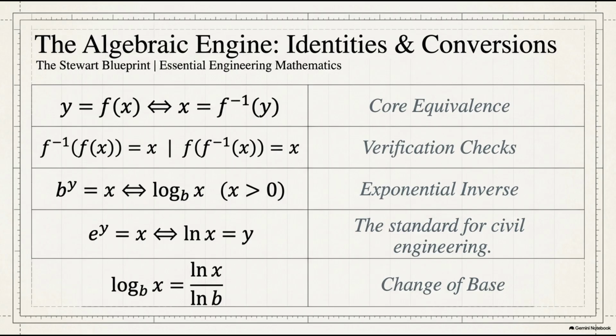Next, let us examine the algebraic representation. The fundamental algebraic identity establishes that finding an inverse function is equivalent to solving for the independent variable. To verify our results, applying a function to its inverse always returns the original input variable.